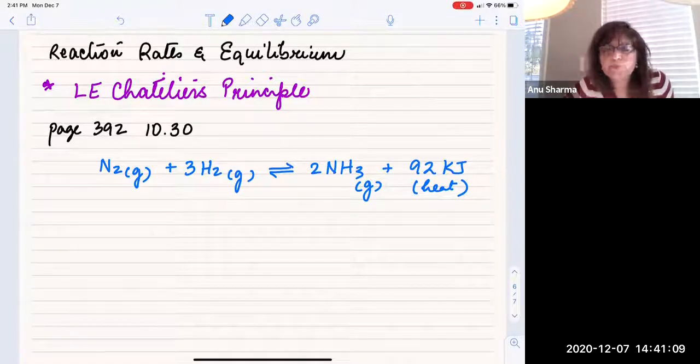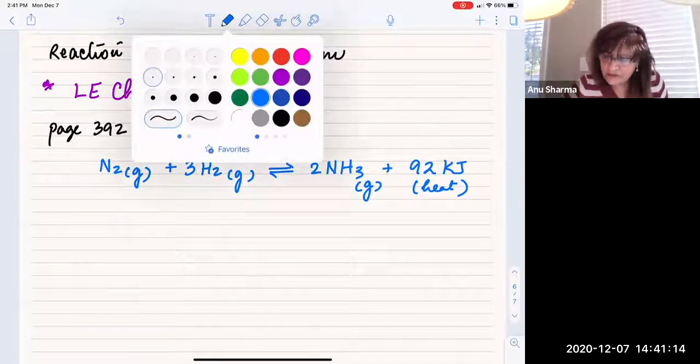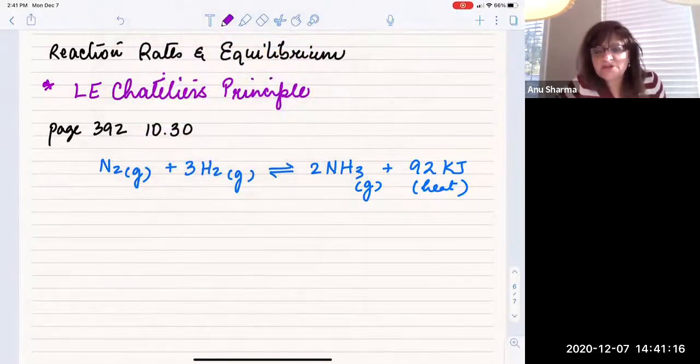I assume exothermic because the heat is on the product side. Very good. And what about the rest of the students? Do you guys agree or don't agree with Joshua? I agree. Agree? Okay, good.